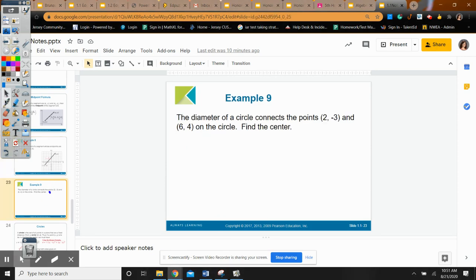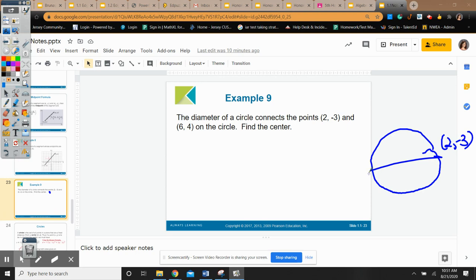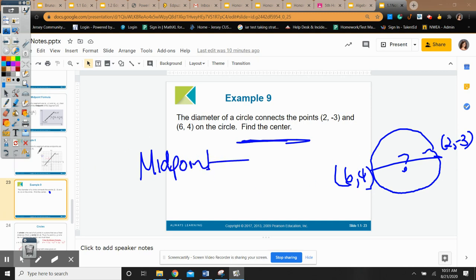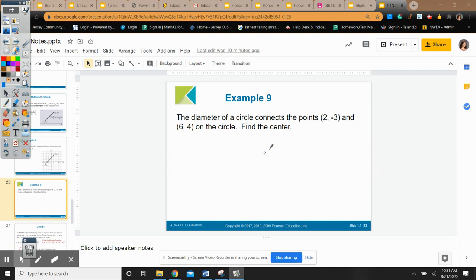Okay, this time they're talking about a diameter of a circle. So you have a diameter of a circle, which goes all the way across, and you have one point at 2, -3, and one point at 6, 4. I put my points in really weird spots, so that's not quite right. But they want to know what the center is. So what are they asking for? They're asking me for a midpoint. And again, my picture was bad. You can make a nicer picture. That might have made more sense if you draw it out. But they're just asking you for the midpoint.